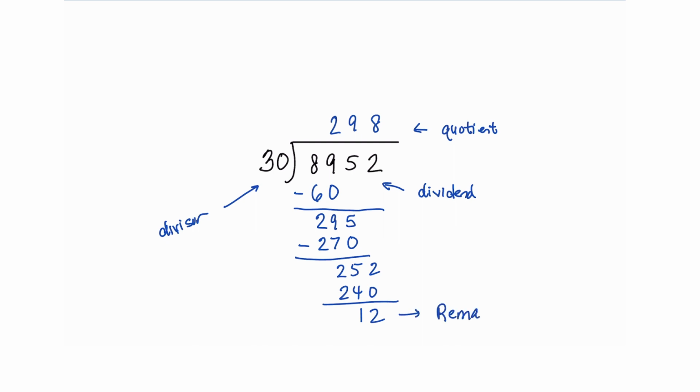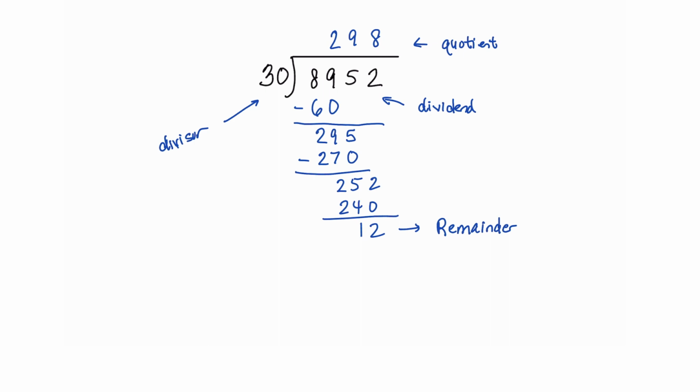And note that 12 is less than 30. So again, we performed the division correctly. We got a remainder that is less than 30. So what does that remainder mean? Well, remember that this all means that 8,952 is equal to 298 times 30, and then plus 12 that couldn't be divided. So if we were to check that, 298 times 30 plus 12 should equal 8,952. And there's our review of long division.